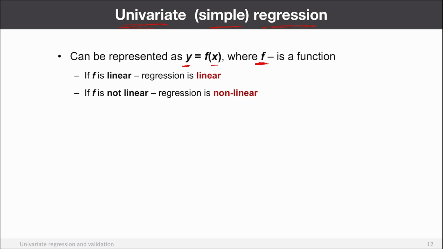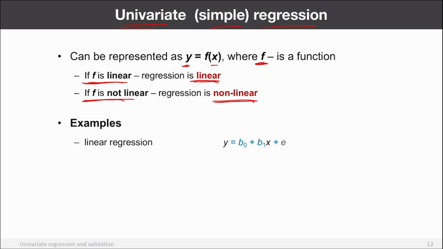And in this case, if f is linear, then the regression is also linear. But if f is nonlinear, then the regression is also nonlinear. So that's the simple idea. And these are some examples of such functions. For example, this is a linear regression. You can see y is a linear combination of x plus error.